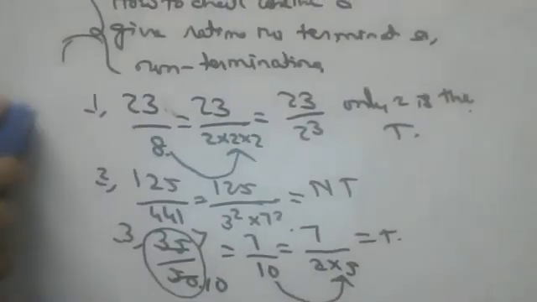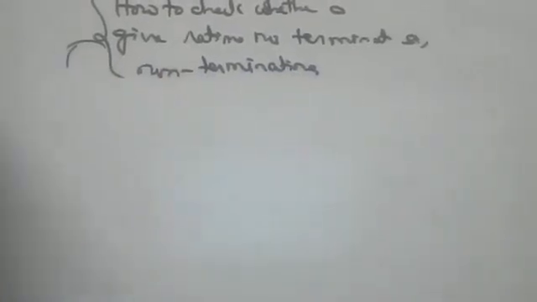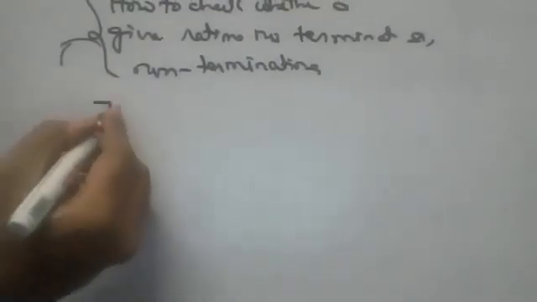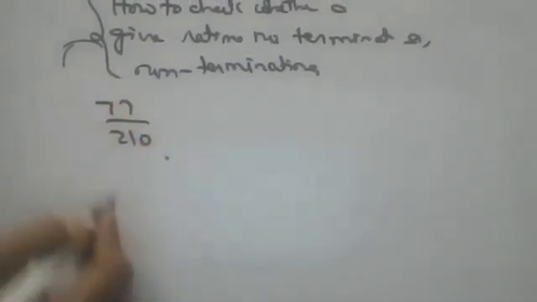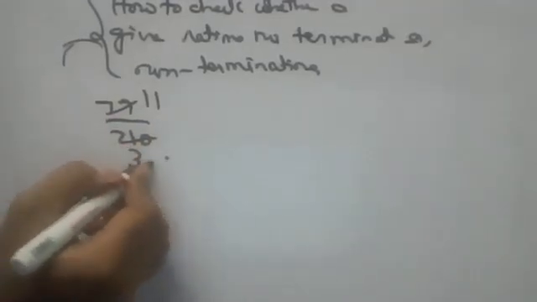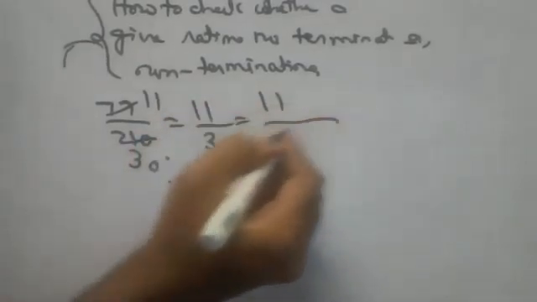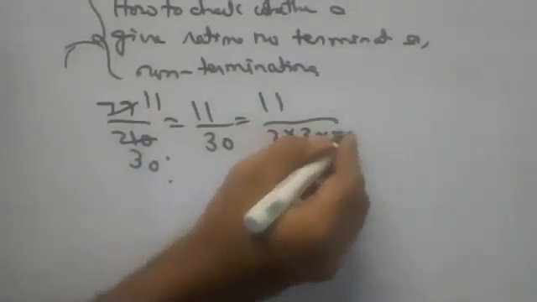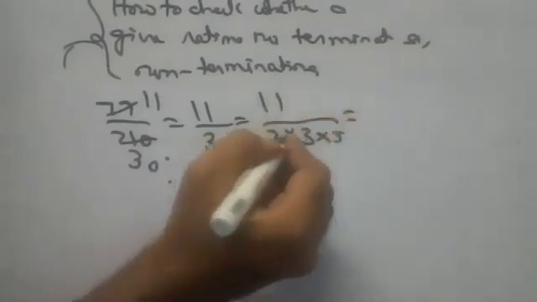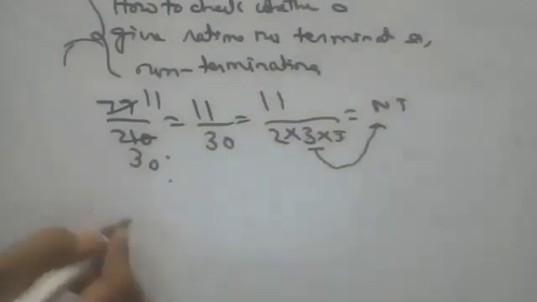So many sums I explained, children. Till now, so many sums I told. Okay, are you able to understand? Five more I will explain, then the remaining sums I will give as homework. You have to do them, children. 77 by 210. Without simplifying, don't do it: 7 11s are 77, 7 30s are 210. So 11 by 30. Prime factorization 2 into 3 into 5. 2 is there, 5 is there, but 3 is there in the middle. So non-terminating. 3 should not be there, children.